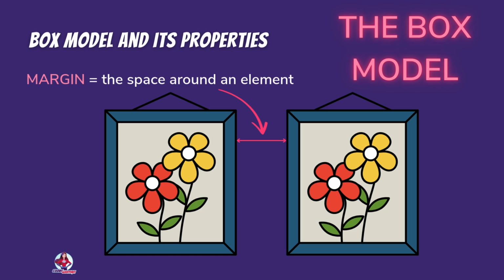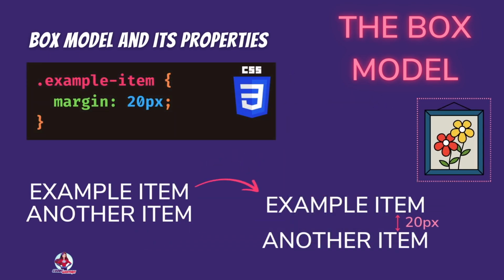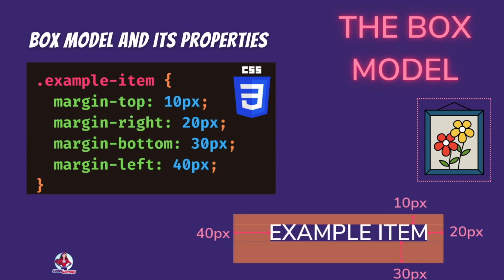To add margin to an element, you can use this example. This adds a 20 pixel margin to all sides of the element. If you want to use different margin sizes for each side, you can use separate margin properties to set the values individually. This is the same technique we used in the padding case.